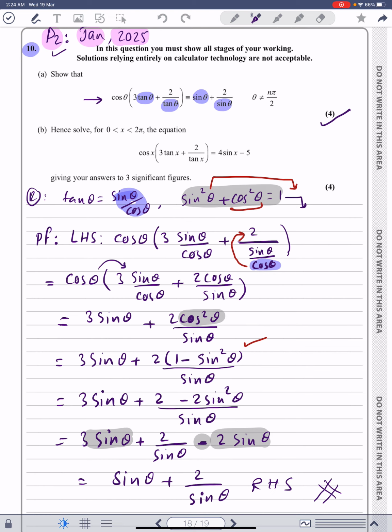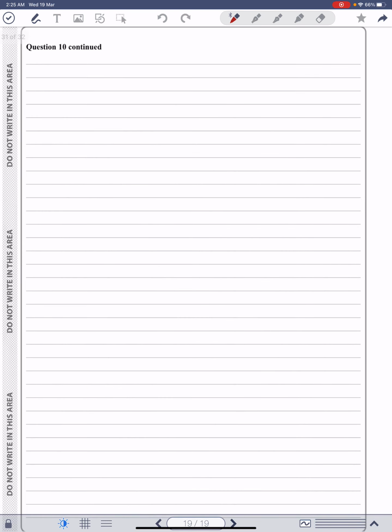Part B: hence solve the following equation for this domain of values of x. You are given this in radians, so directly you go to your calculator and set radian mode before I start, it is safer. So write this equation on the next page.